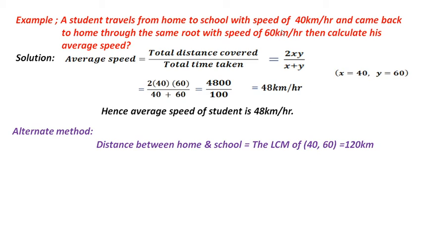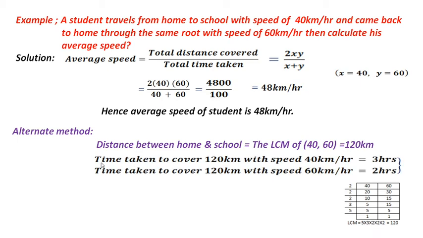So what speeds have they given now? Just take the LCM of 40 and 60. So this will be 120. I have taken the LCM of 40 and 60 and got 120. So that will be the assumed distance between home and school.